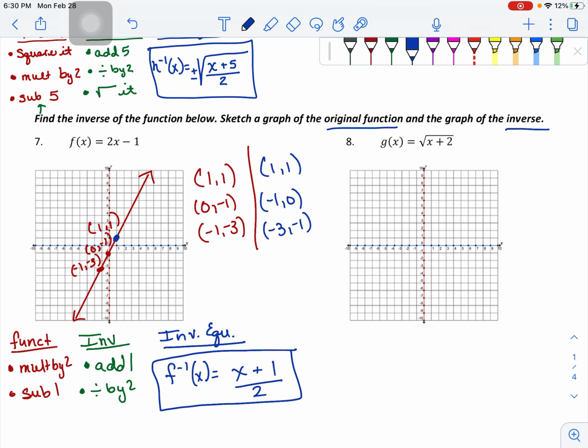So let me plot those. 1, 1, -1, 0, and -3, -1. And here's this line.